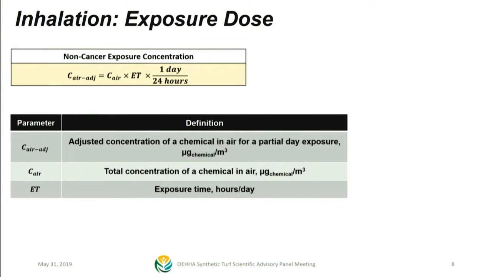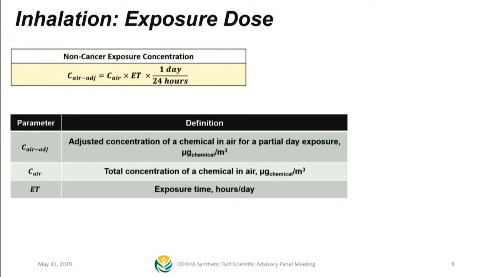So now we'll get into each specific pathway's equations. So we'll start with the inhalation pathway. So the non-cancer exposure concentration for inhalation is shown here. This is a special scenario that applies for this pathway. As you can see, this equation does not follow the general format that we just discussed.